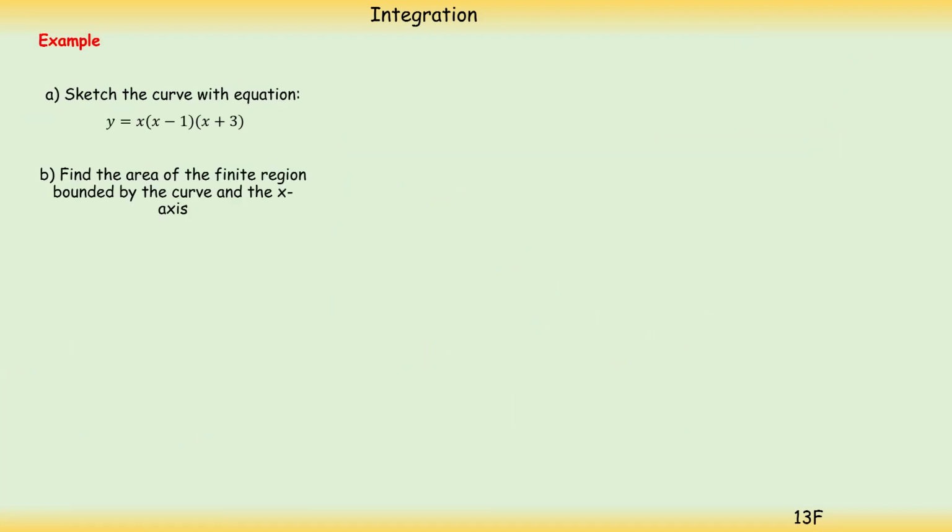Okay, so here's our example. In the first instance, I've got to sketch the curve with the equation y equals x times (x minus 1) times (x plus 3). So let's have a quick sketch of what it would look like. Just a brief sketch. I'll draw a proper diagram in a second. It's my x and that's my y.